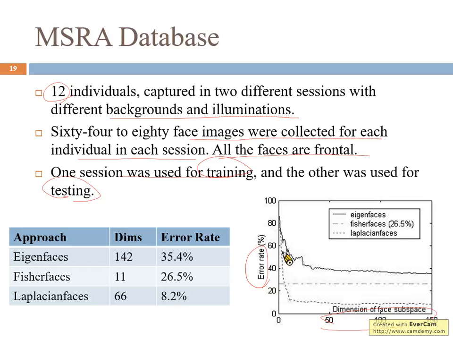We can see that in this database, Laplacianface outperforms fisherface significantly, not to mention eigenface. The error rate of eigenface is 35%. The error rate of fisherface is 26%. When we use Laplacianface, the error rate can be reduced to 8.2%. Although the dimension of Laplacianface is still much higher than fisherface, we got significantly better performance.